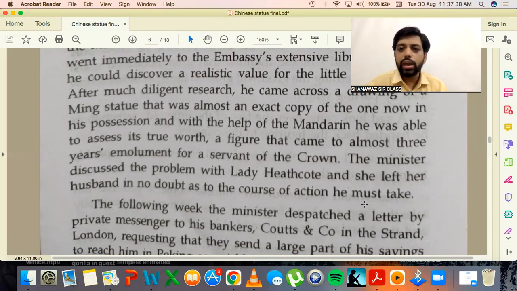So it was a very, very expensive statue that was given to him, and he thought that's a very expensive statue, and he saw the value.